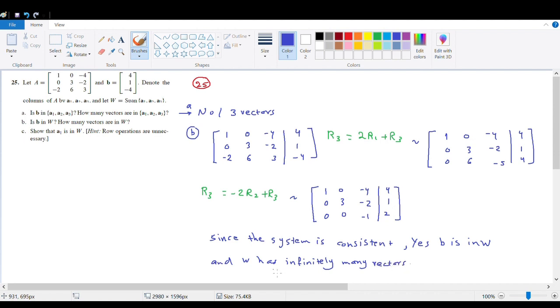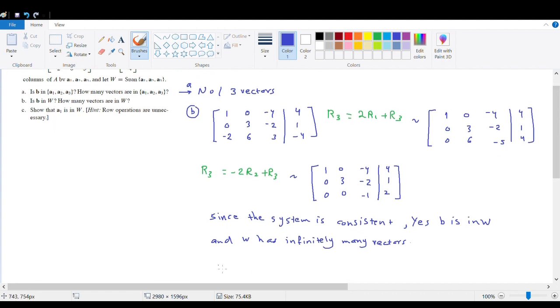For part C, show that A1 is in W, hence row operations are unnecessary. How can we show that A1 is in W? We know that we can write A1 equals 1 multiplied by A1 plus 0 multiplied by A2 plus 0 multiplied by A3, because it is a linear combination of A1, A2, and A3 with the weights 1, 0, 0 respectively. So A1 is in W because we can write A1 as a linear combination of the 3 vectors which is in W.